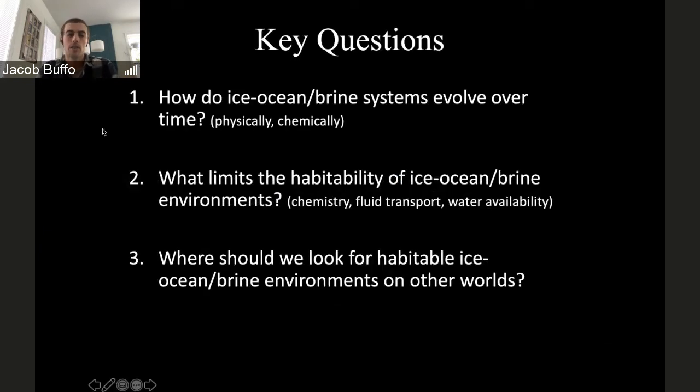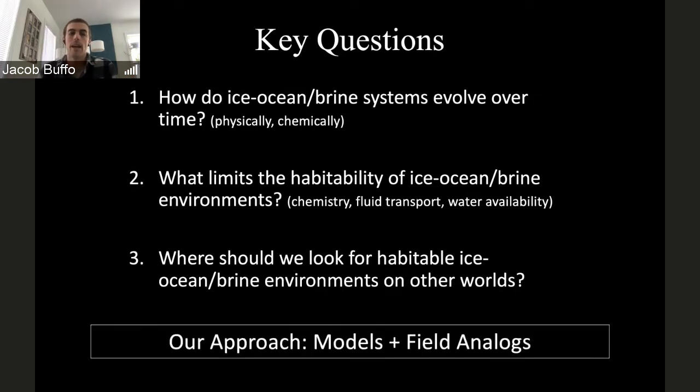So the big questions here that guide a lot of my work are, in these ice brine systems, what's going to determine how they evolve over time, both physically and chemically? The second question is, how does that chemistry and the fluid transport and things like water activity and pH actually limit the habitability of these systems? And finally, how does what we know about those environments, their habitability and how they evolve through time on Earth, guide us in looking for the best places to look for habitable environments on other worlds?